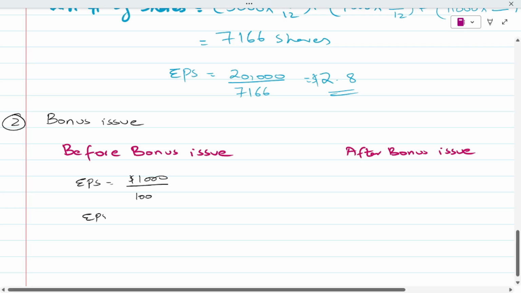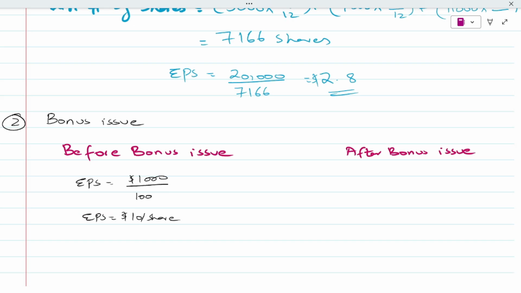So the EPS of the company was $10 per share. Okay, so as an investor I will get $10 for every one share that I held in this particular company. Okay, so this was before the bonus issue. Now just stay with me. All right, so EPS is $10 per share and market price per share, let's just assume for example, was $20. Okay, so $20 was the market price of the share, the EPS was $10 per share, and that's the whole scenario before the bonus issue.